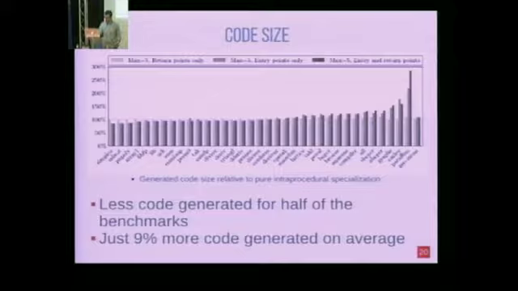If we look at the code size now, an interesting thing is that for half of the benchmarks, we have less code generated. This is due to the fact that these benchmarks are mainly monomorphic. Because we know the type of the variable, we do not have to insert dynamic type checks. So we have less code generated. And on average, we have just 9% more code generated.